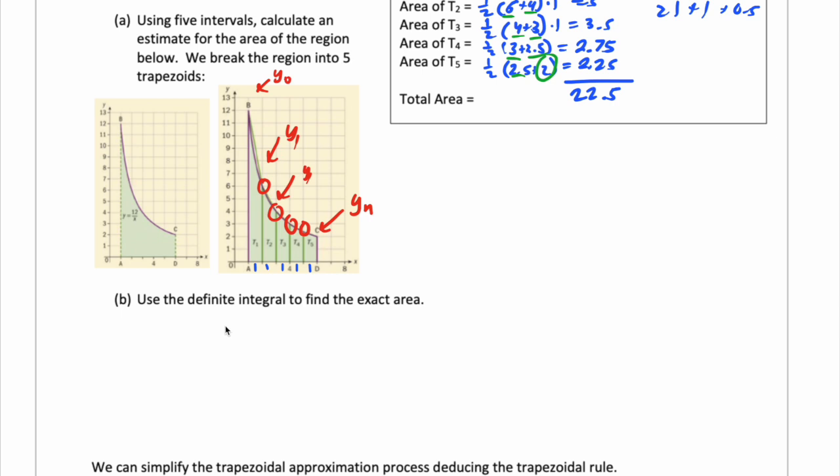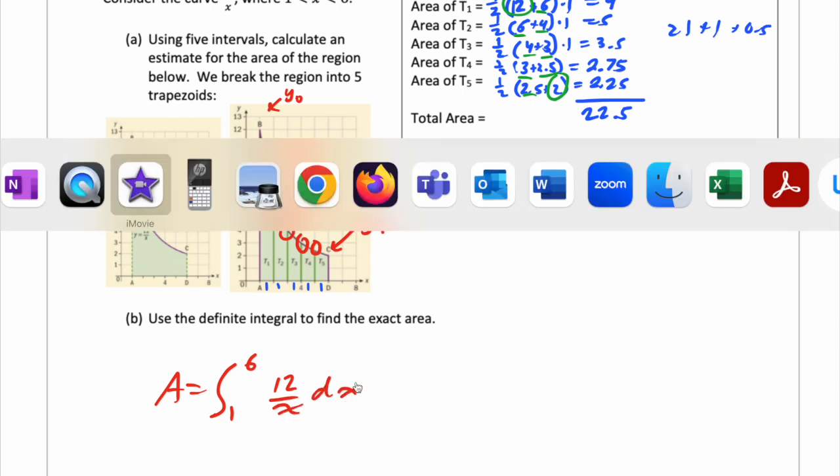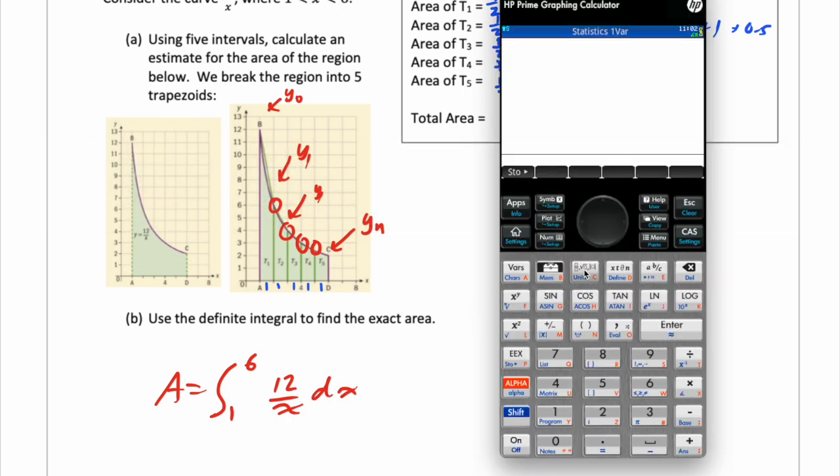So that's 22.5. Let's get the exact area. You can use your calculator and do the integral from 1 to 6 of the function 12 over x dx. We'll just type that into the calculator. 1 is the lower limit of integration, 6 is the upper limit. The function is 12 divided by x, and we always stick a dx there and click enter. We get 21.5.